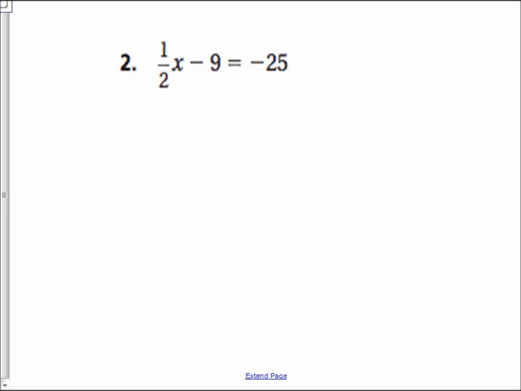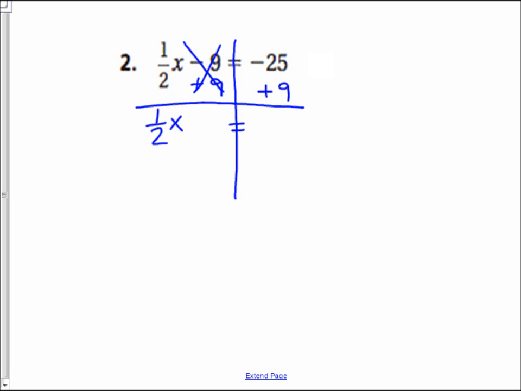Okay, hopefully you have tried this problem, and our goal is to get x all by itself. So I noticed right away that I have subtraction. In order to get rid of subtraction, I will add 9 to both sides. When I add 9 to both sides, I have a 0 pair, and I'm left with a half of an x.